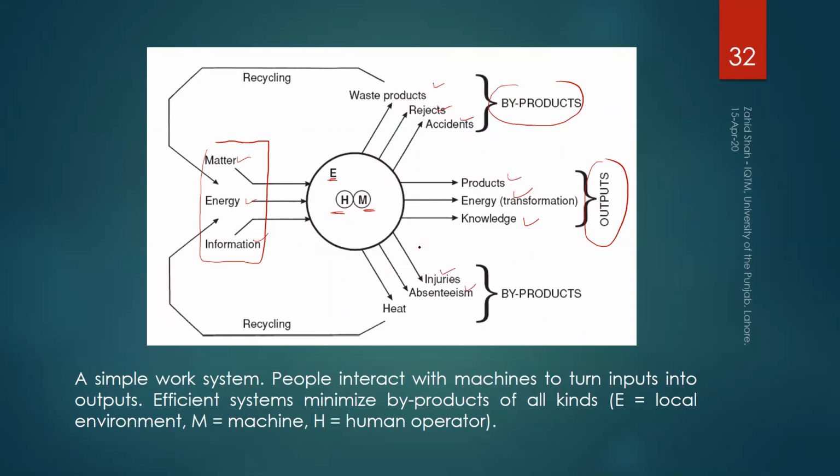And one of the goals actually of this course is to reduce or eliminate at least some of these byproducts. Most important could be accidents, injuries, absenteeism, and some environment related byproducts. So that is also one of the goals of this course, course of ergonomics. A simple work system, people interact with the machine to turn inputs into outputs. Efficient systems minimize byproducts of all kinds. E is the local environment, M is the machine, and H is the human operator in this figure.